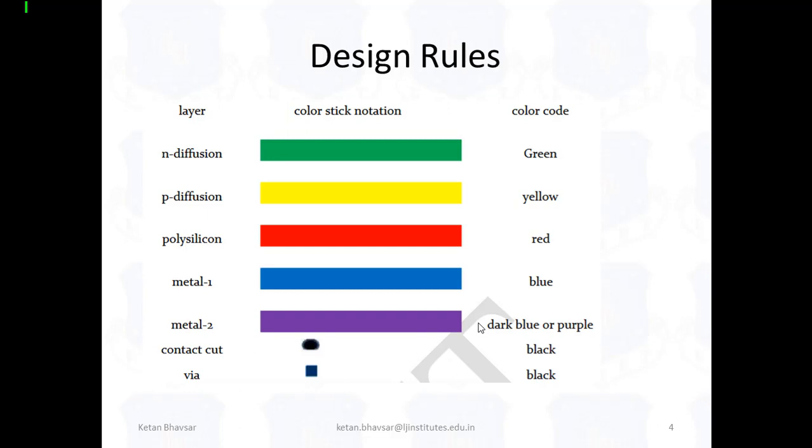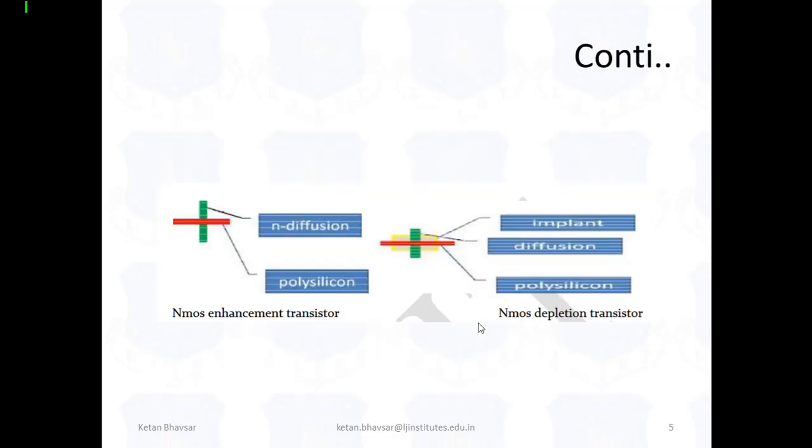As you can see, we have different color codes: for the N diffusion it's green, for the P diffusion we have yellow, for polysilicon we have red, for metal 1 we have blue, for metal 2 we have dark blue or purple, and for the contact cuts we have black color. In the practical scenario, it will look like this.